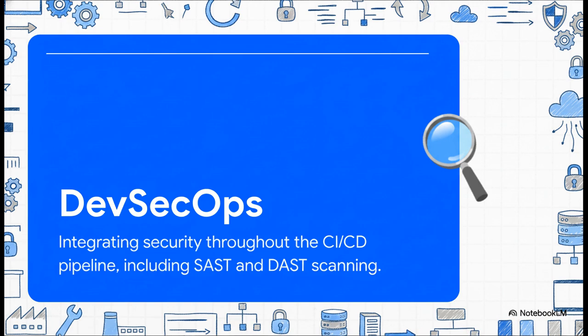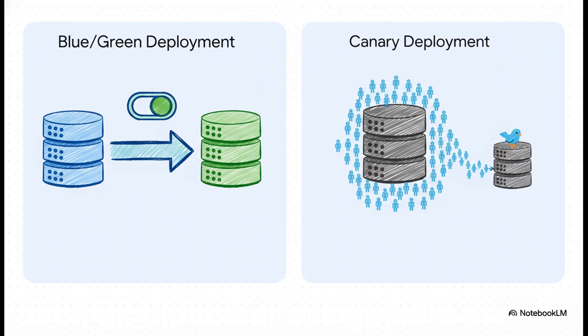This means using tools to automatically scan your code for vulnerabilities. That's called SAST. And even test the running application for security flaws. That's DAST, long before it ever gets close to production. And the deployment strategies themselves can get incredibly sophisticated. With something called a blue/green deployment, you can switch all of your users to a new version of your app instantly with zero downtime. Or with a canary deployment, you can release a new feature to just a small percentage of users first, minimizing your risk by making sure it works well before you roll it out to everybody.